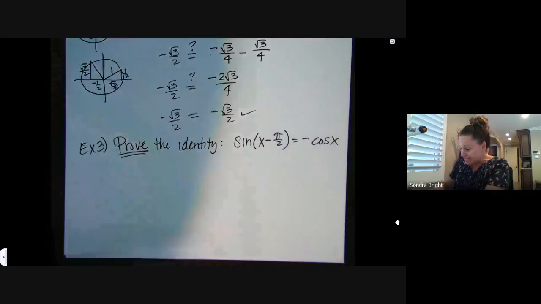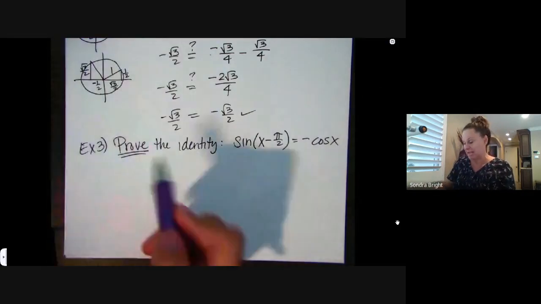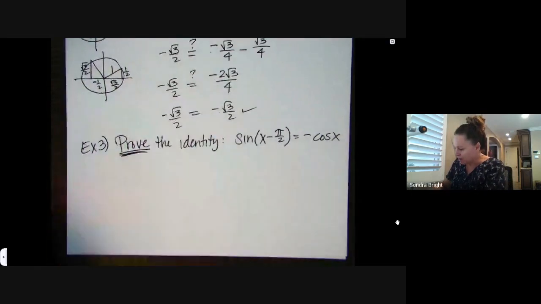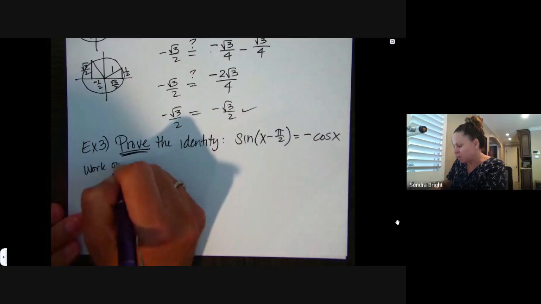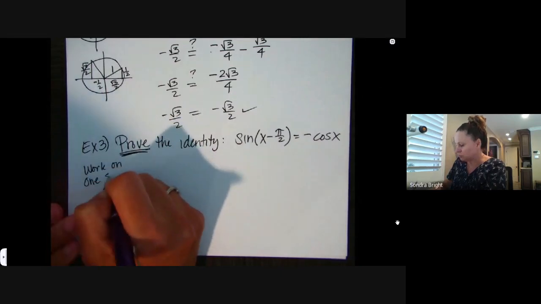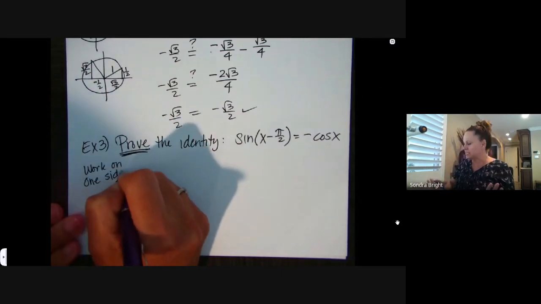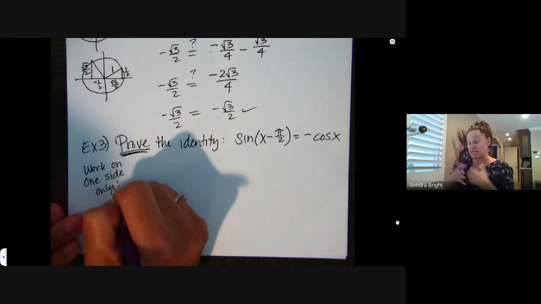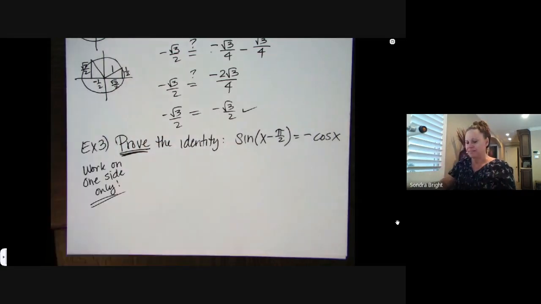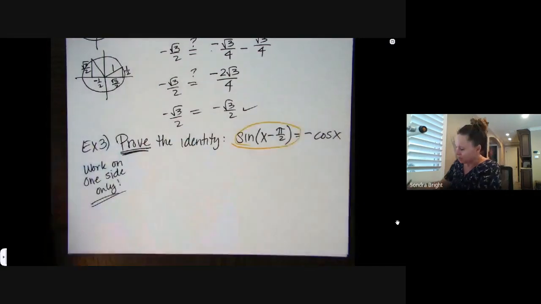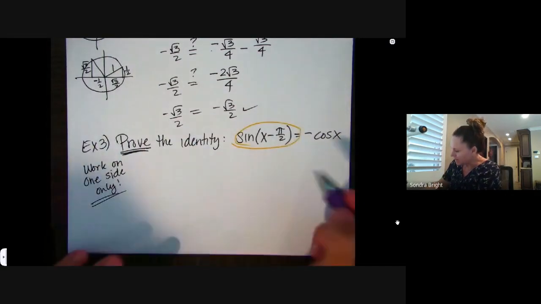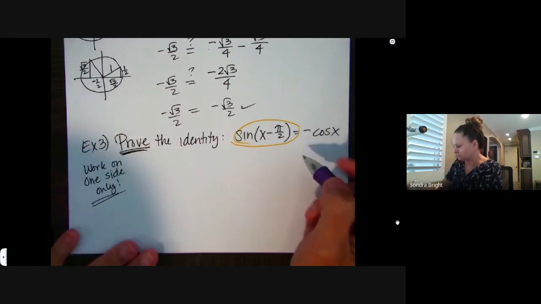Remember, when you're proving an identity, you work on one side. One side only. Work on only one side and then manipulate until you can get it to look like the other side. I definitely think that this left-hand side, once again, is the more complicated side. So that's the side I'm going to start with. I'm going to start with sine of x minus pi over 2.